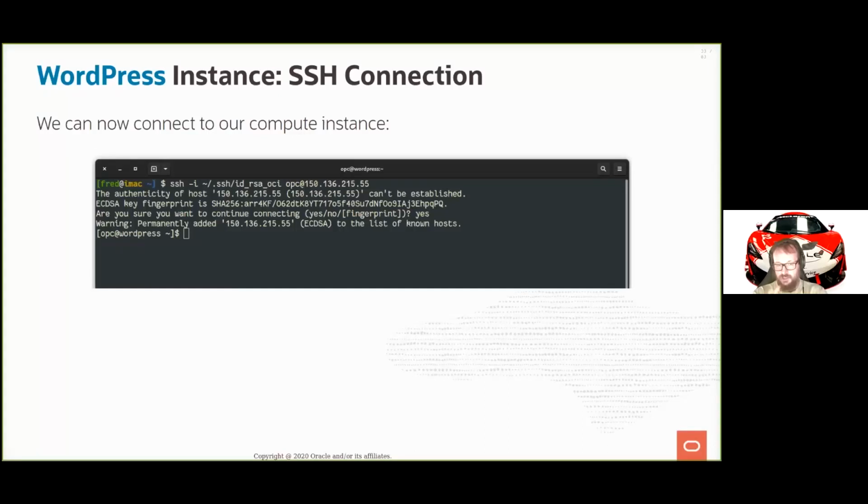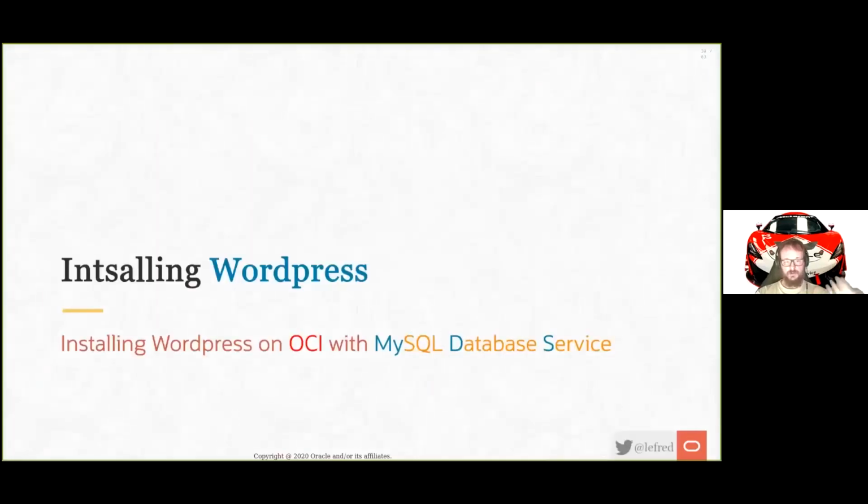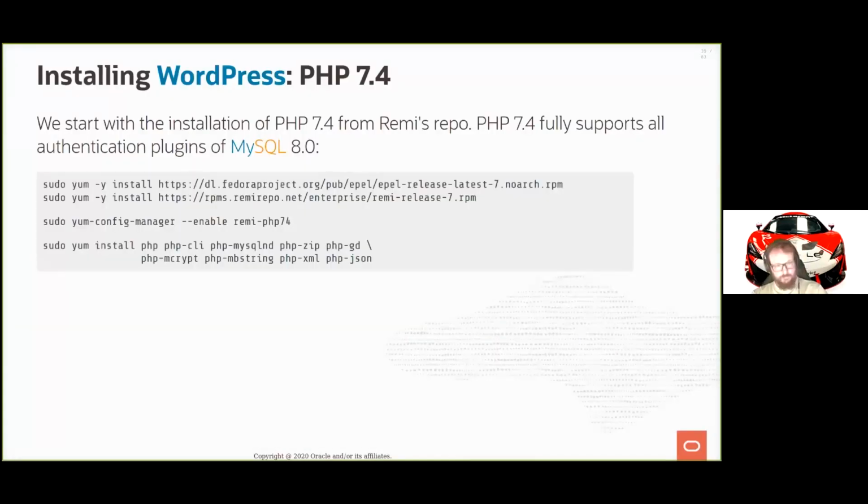Of course, this machine is not acting as a WordPress yet. It's just a simple Linux that has been installed and it's reachable by a public IP. So the next step is to install WordPress. If you don't know WordPress, it's a PHP application. So we need to use PHP.